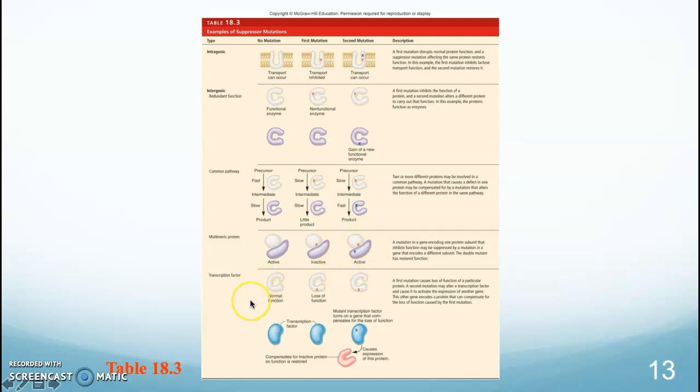And then the last one is looking at a transcription factor. We have this protein that has this normal function. It gets a mutation where it loses function, continues to do that. But now we have this transcription factor, and it can actually turn on a gene that compensates for this particular one. So maybe this pink protein was not being made at all, but once we have this mutation in the transcription factor, it allows this one to come in and compensate for that.